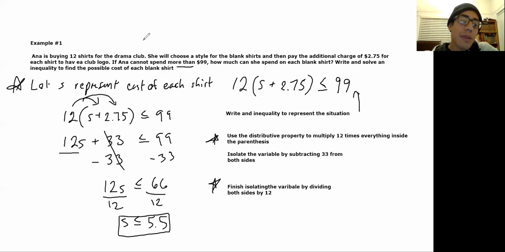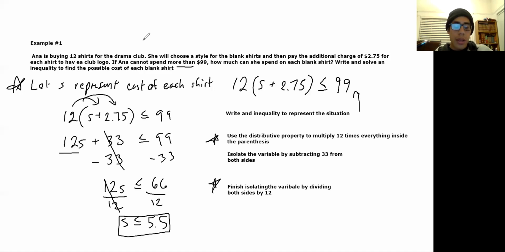So when we divide both sides by 12, it cancels out and we're left with just S, or the price of one shirt before they put the logo on it, right? And then we end up getting 66 divided by 12, which is 5.5. Every blank shirt is worth $5.5. Then the place charges $2.75 to put a logo on it, and then she's going to buy 12 of those, and it's going to cost either $99 or less than that. Okay, so that's all the inequality means. Very similar to what we've done before.